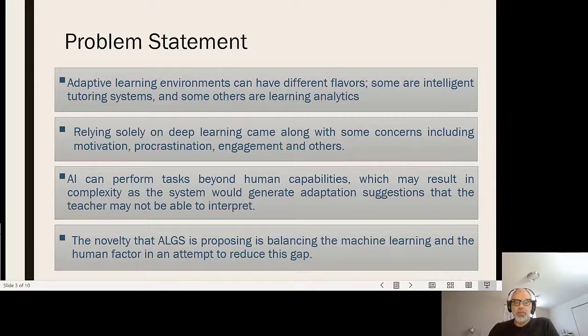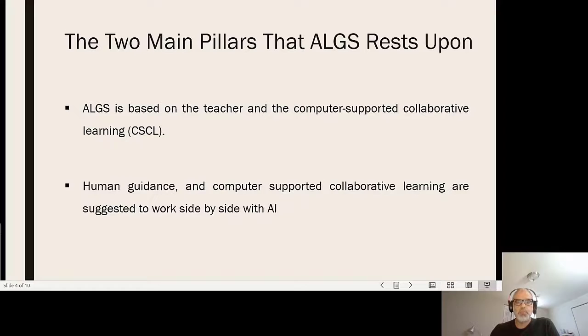The novelty of the ALGS is proposing how this balance could be achieved, and this is definitely under development. How do we balance the strengths brought by the machine learning and the human factors in an attempt to reduce this gap, or apparent gap, between mixing the role of the machine learning and the teacher?